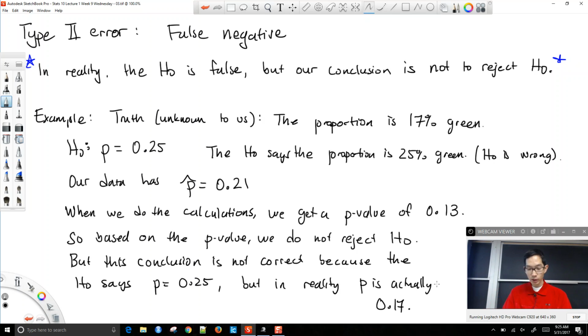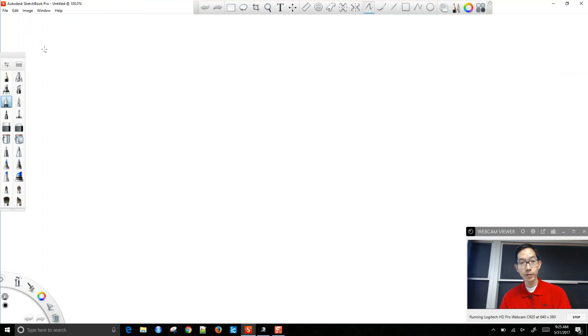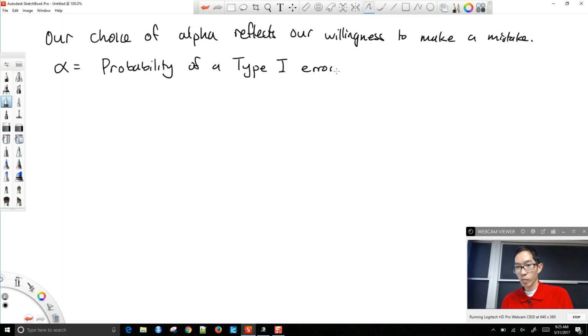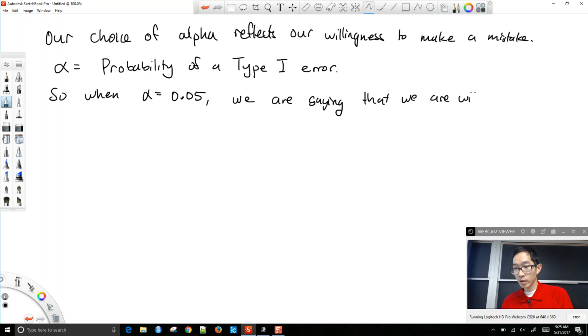Okay, now earlier I said our choice of alpha reflects our willingness to make a mistake. Okay, and alpha is actually equal to the probability of a type 1 error. Okay, so when alpha is 5%, we are saying that we are willing to make a type 1 error 5% of the time.